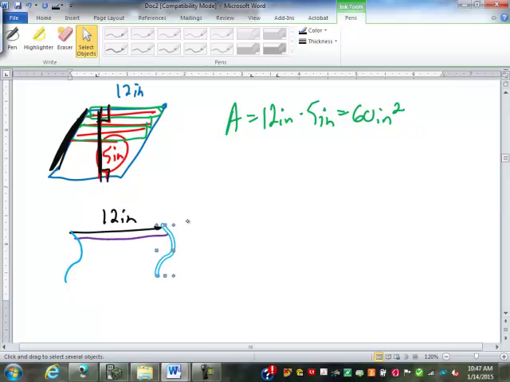So now we've got that same shape. This is still 12 inches. And let's say that from here to here is still 5 inches. What's its area?